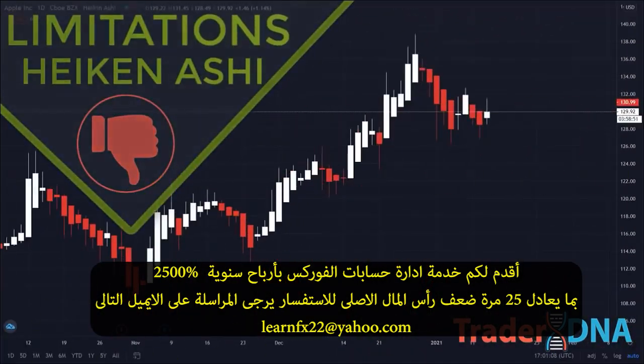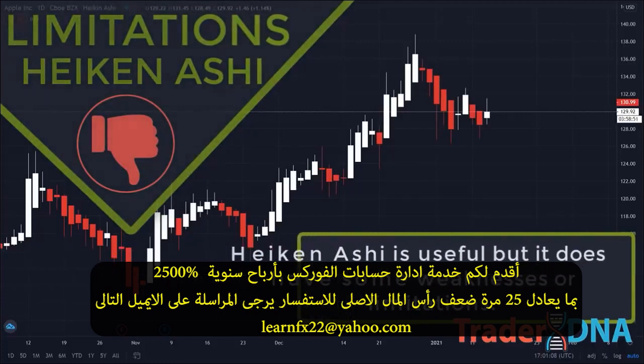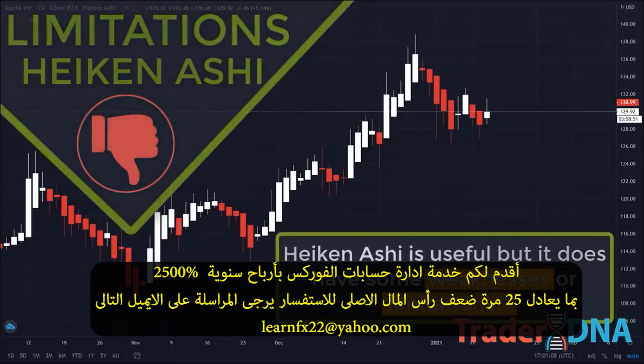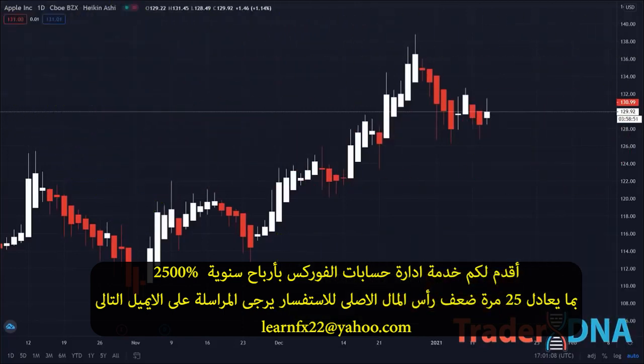Now, what are the limitations of Heikin-Ashi? Just like any other indicator used for technical analysis, Heikin-Ashi is useful, but it does have some weaknesses or limitations. While the traditional Japanese candlesticks are derived from the actual prices, Heikin-Ashi candlesticks are not. Because the Heikin-Ashi candlesticks are averaged, they do not show the exact open and close prices for a particular time period. Let's show an actual example.